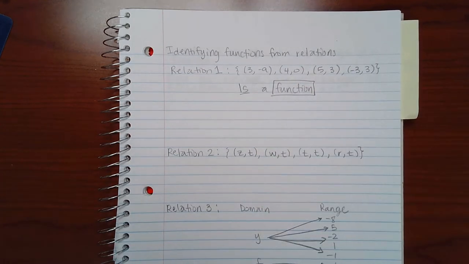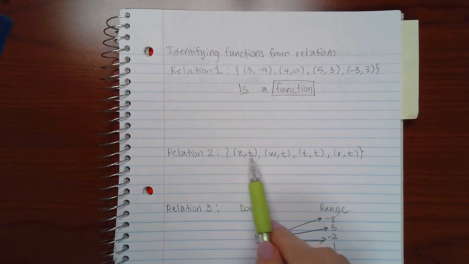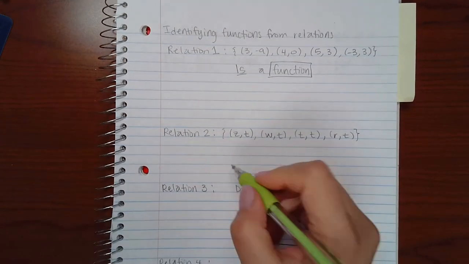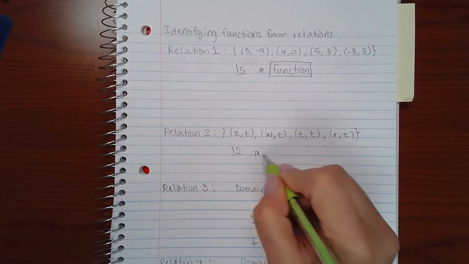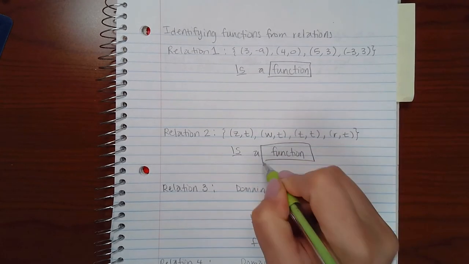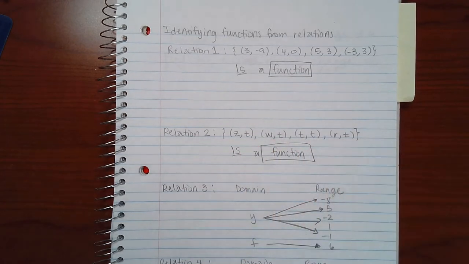And if you look at relation 2, you have z, w, t, and r. This would also be considered a function. It doesn't matter that the y values are all the same. What matters is that you don't have the same x going to two different values.